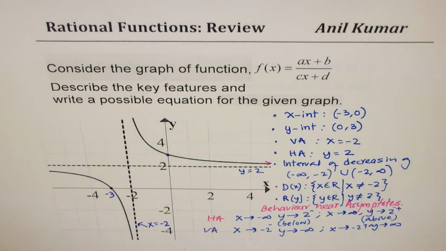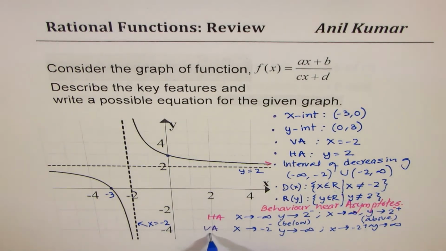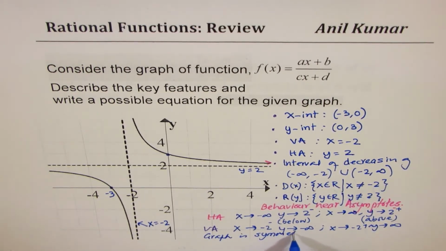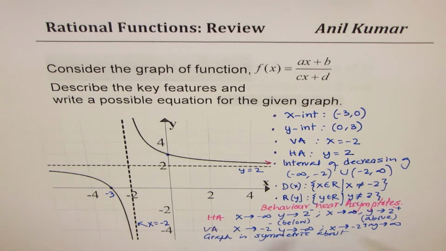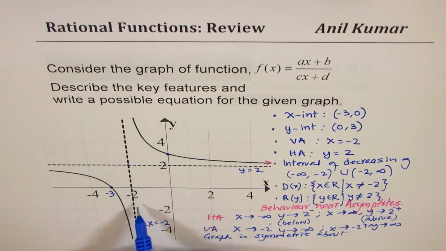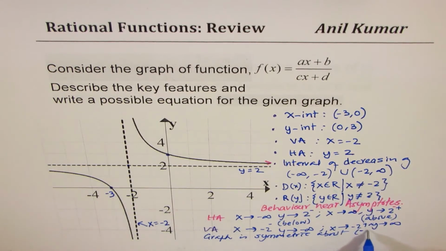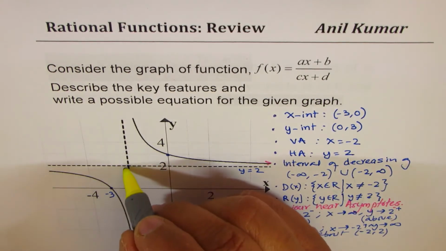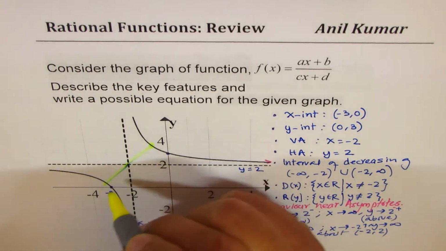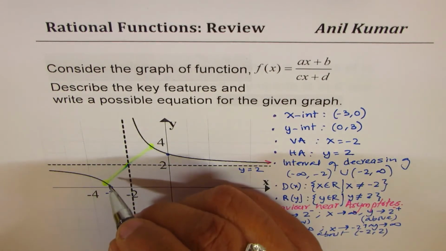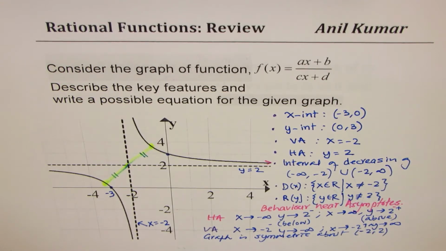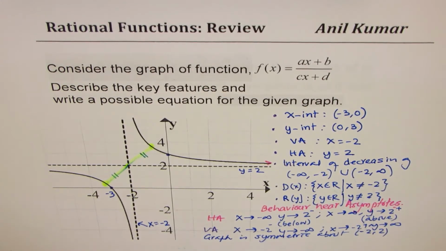And one more, if you wish, is that the graph is symmetric about this particular point, which is -2, 2. So all these graphs which are of this form are symmetric about this point. That is to say that if I draw a line going through it, we'll find a point which is the same distance away. That is the kind of symmetry we have. Do you get it? That is very important to understand, right?